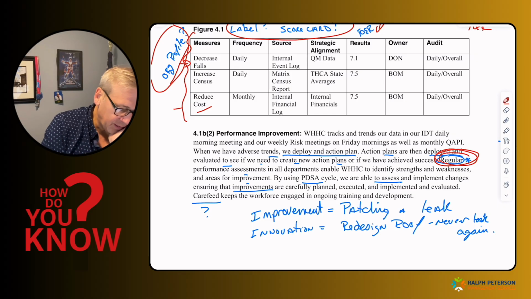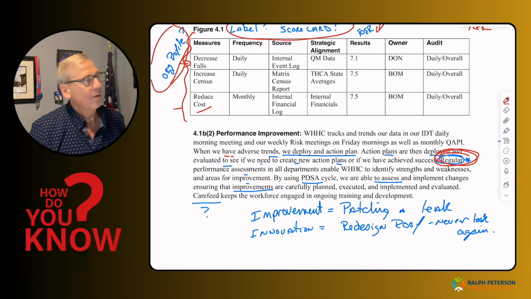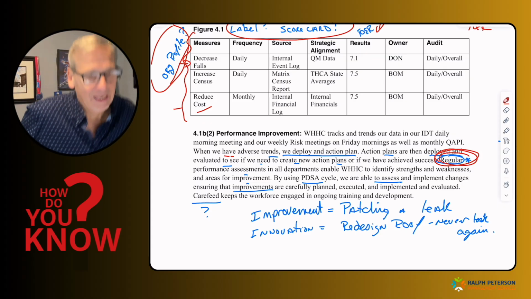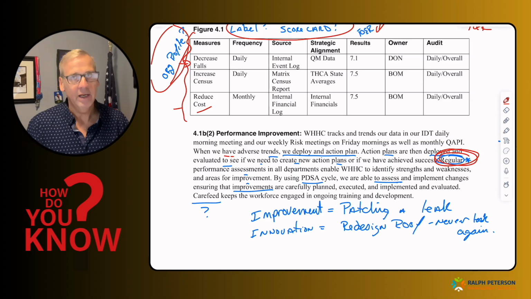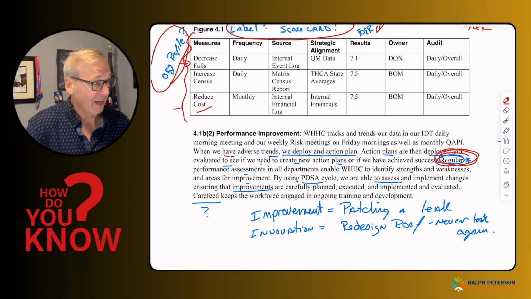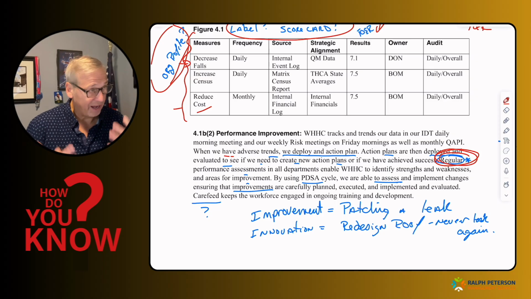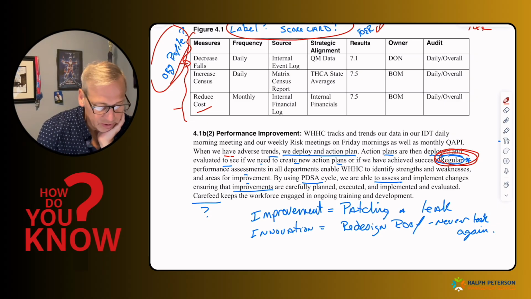It's a little wordy. When we address adverse trends, we deploy an action plan. Action plans are then deployed and evaluated to see if we need to create new action plans. What this question really is asking is, okay, once you've reviewed all your performance indicators, how do you decide what it is you're going to improve next? How do you triage all of this? How are you going to make sure what you're going to do?